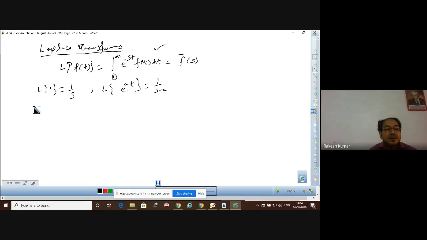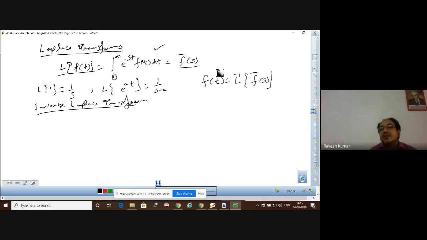Now from this topic we can find out the inverse Laplace transform. And what does it mean? You just see, Laplace of f of t is equal to f bar s. Then we can write f of t as L inverse of f bar s. It means if we take the inverse Laplace transform of this function of a parameter s, then you will get f of t. The resultant answer will be a function of t.